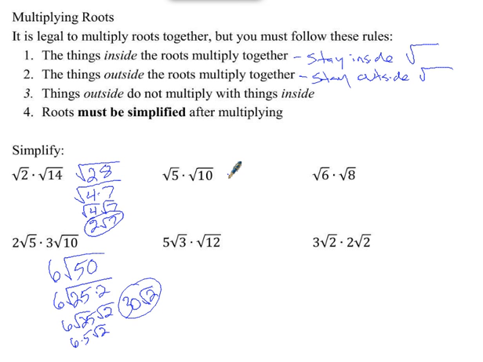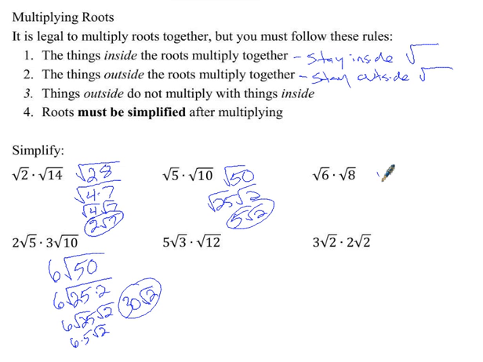For the square root of 5 times the square root of 10, what do we do? And we get square root 50. Does that simplify? 25 times 2. 25 is a perfect square. So this becomes square root 25, square root 2. Square root of 25 is 5, square root 2. That's the answer. What's the next one going to be?